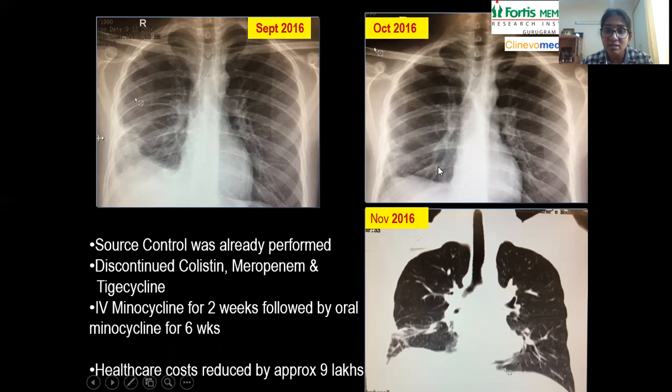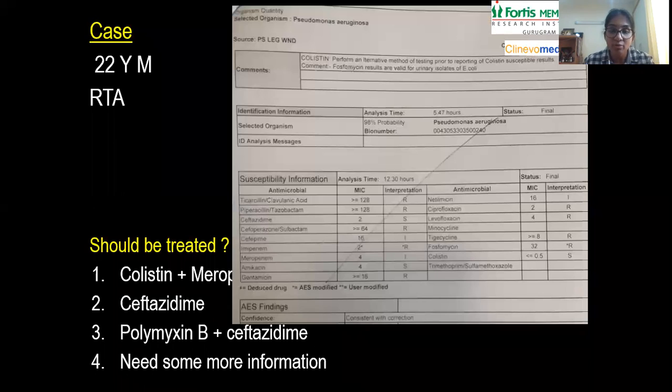And this actually had a drastic saving in terms of the healthcare cost, by approximately close to 9 lakhs. So that's how an interpretation of the lab results by a clinician or an ID physician can actually help in optimizing the therapy and reducing the healthcare cost as well.